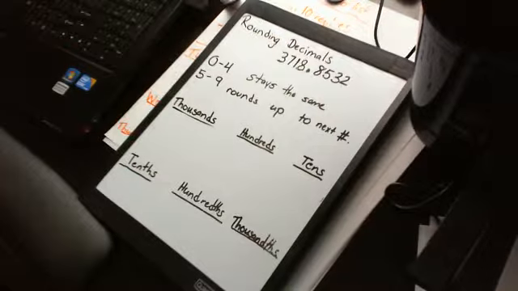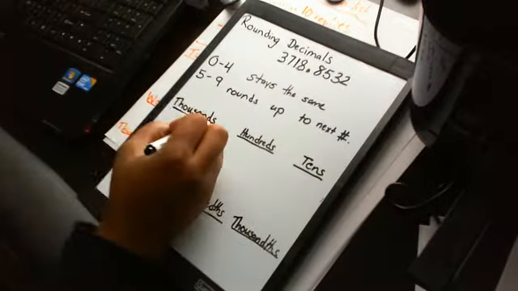So, the rules for rounding say that if the number after the place value is 0, 1, 2, 3, or 4, then it's going to stay the same. But if the number is 5, 6, 7, 8, or 9, then the number will round up to the next number. So let's look at the first example.